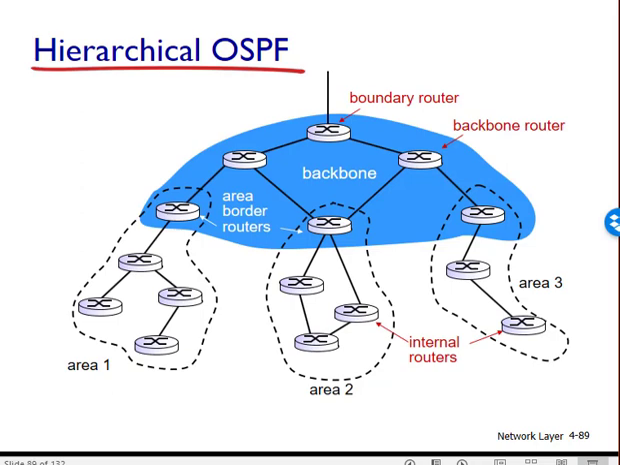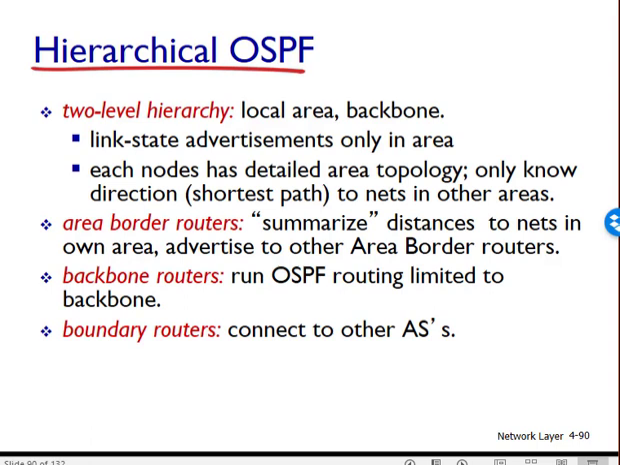Perhaps the most significant advance in OSPF is the ability to structure an autonomous system hierarchically. An OSPF autonomous system can be configured hierarchically into areas. Each area runs its own OSPF link state routing algorithm, with each router in the area broadcasting its link state to all other routers in that area. Within each area, one or more area border routers are responsible for routing packets outside the area.